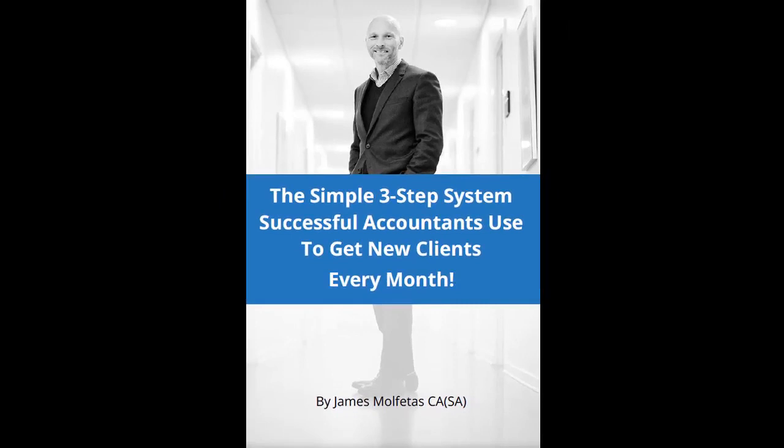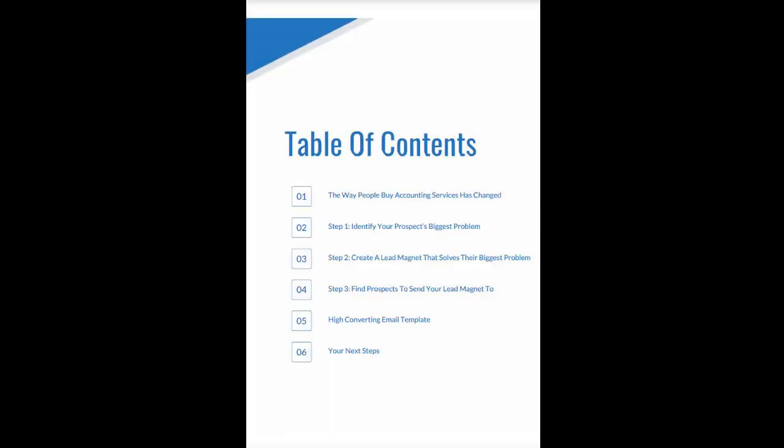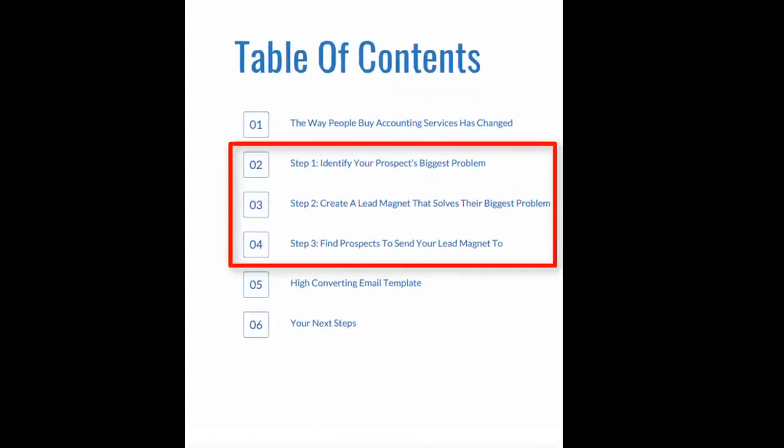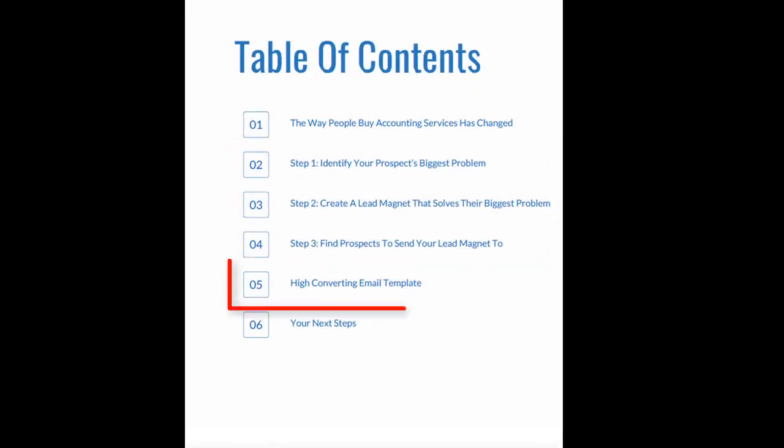So as you can see, the title of the report is the simple three-step system successful accountants use to get new clients every month. As we jump into the table of contents, you'll see that there's really only 3 simple steps. And the one thing that you will need is an email template, which I've provided you with so that you know how to get this whole process underway.